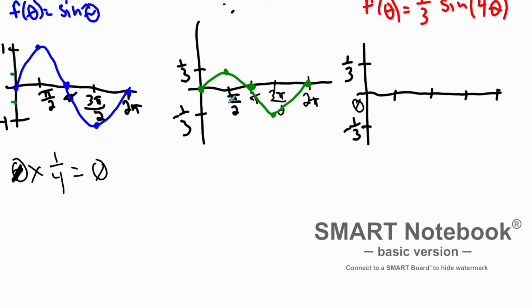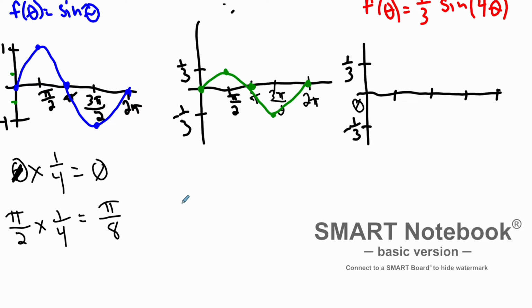Next, my second point is pi over 2. So take pi over 2 and multiply that by 1/4. Pi times 1 is pi. 2 times 4 is 8. Okay? Pi over 2 times 1/4.